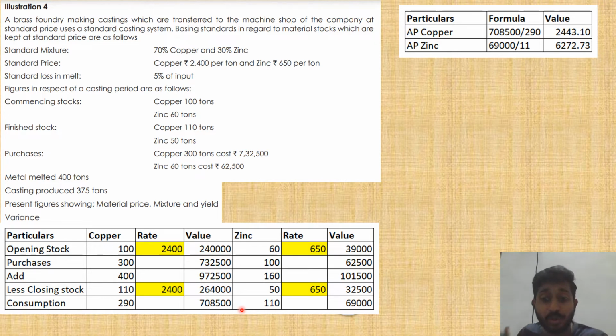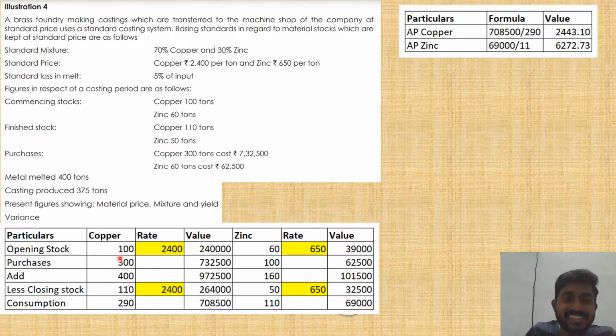Now we have found the actual quantity, but we need to find the actual price. How to find the actual price? For finding the actual price, we should do the valuation of the stock. Opening stock, what is the value? Copper standard cost is 2400, zinc is 650. Here they have given that all the stocks are valued at standard price. So copper I am taking 2400, zinc I am taking 650. Even for the closing stock I am using the same rate, because all stocks are valued at standard price. So closing stock also 2400 and 650. So opening stock is valued, closing stock is valued, both for copper and zinc.